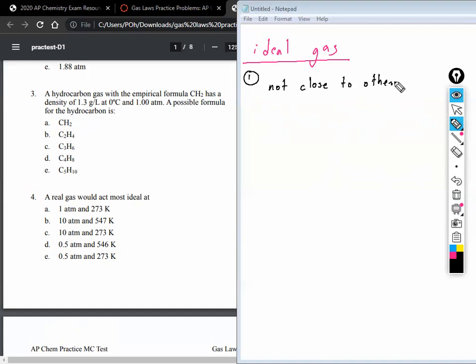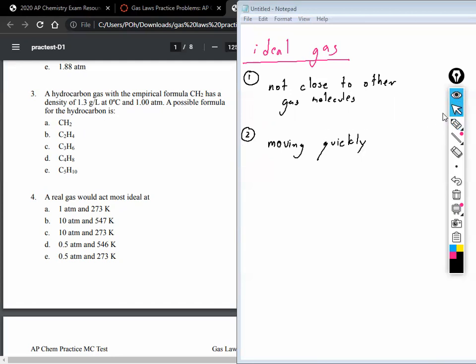So they're not close to other gas molecules. Basically we're assuming that the molecules are not bumping into each other. They're not chemically reacting with one another. They're just far away from one another. The second assumption is that the gas molecules are moving quickly. They're moving very fast. These are the two assumptions that we make about ideal gases.